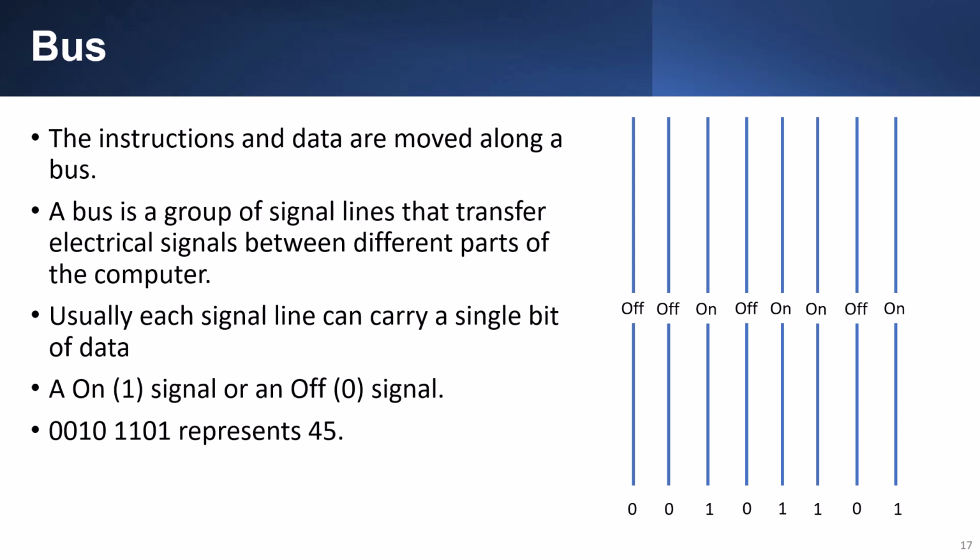For example, if you have 8 signal lines as shown on the screen, the off represents a 0 and the on represents a 1. 0010 1101 represents the value of 45. The 0010 1101 is a binary number that only consists of zeros and ones, while the 45 is a decimal number that you understand that has the digits ranging from 0 through 9.